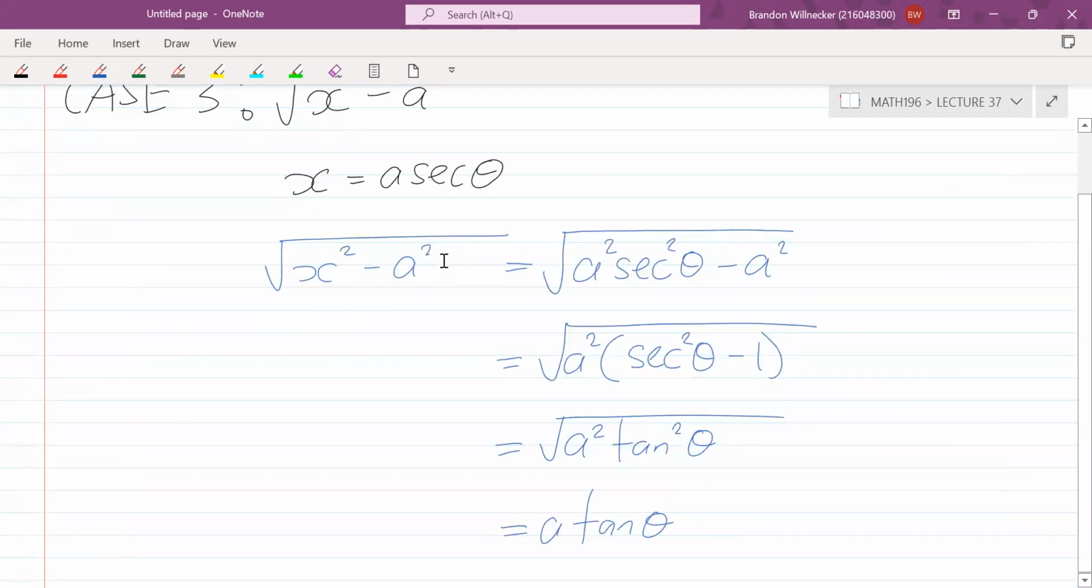So this root with x squared minus a squared, we replace with just a trig function. And again, if you go over your trig integrals, you'll see that these integrals will be a lot easier to solve than the ones involving roots of x squared and so on. So this is, again, simpler to work with.